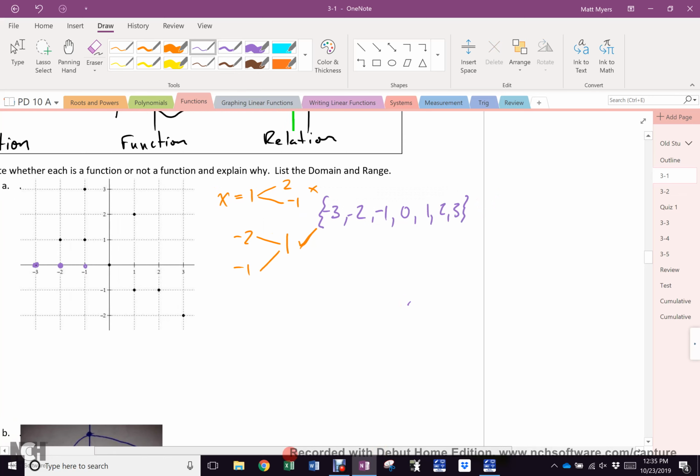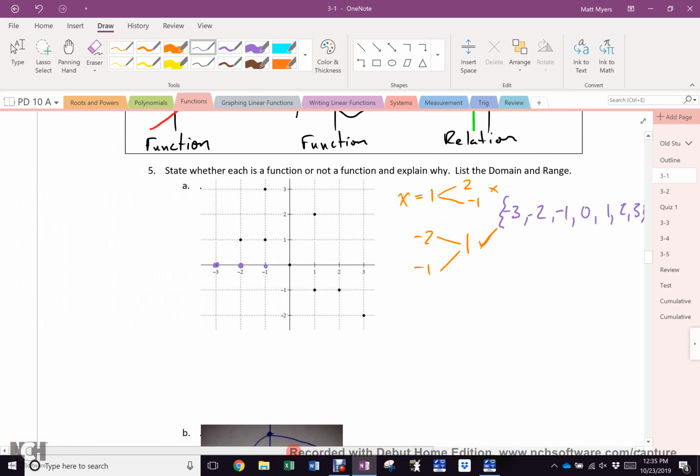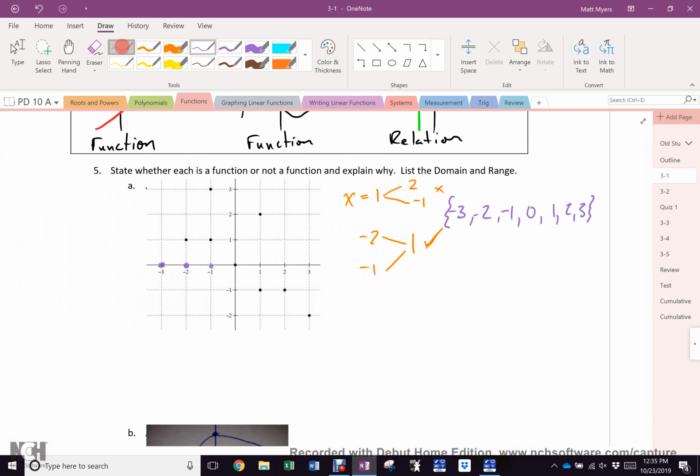Where do we find range? On the y-axis. So, what should go first? The top or the bottom? The bottom. There is my lowest y value. What is it? -2. Then what? Then what? Then what?